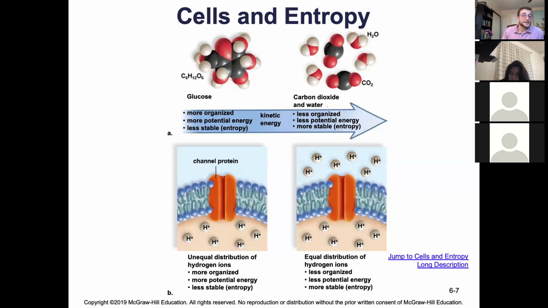Another way that we can see this, which directly relates to what we just talked about, is with channel proteins over a cell membrane. You can see an unequal distribution of hydrogen ions inside of a cell here, and they want to move out of the cell, right? They want to have an equal concentration inside and outside. We talked about that. We want to achieve an isotonic solution. So they'll move through that protein channel to a more stable configuration with less potential energy.